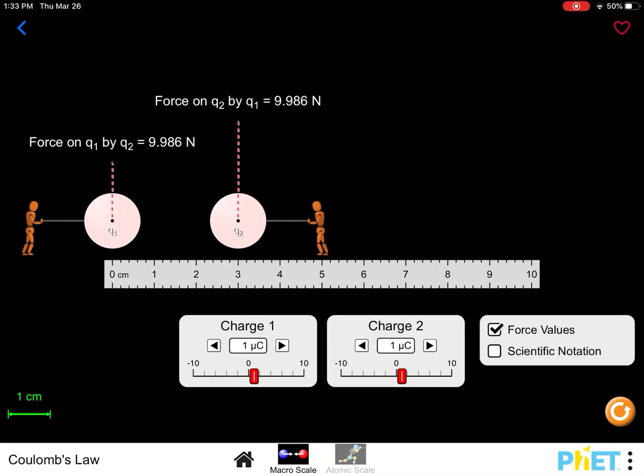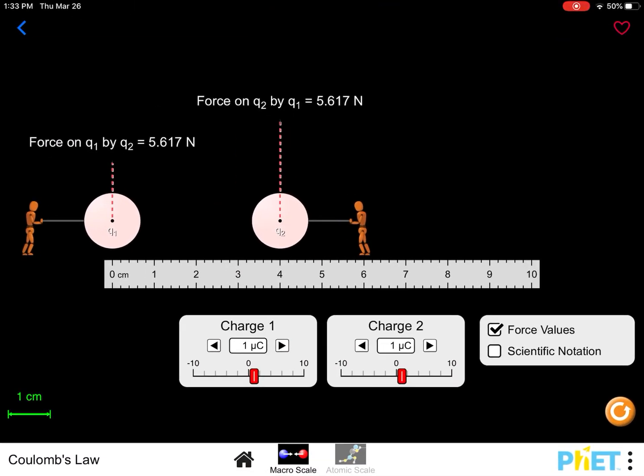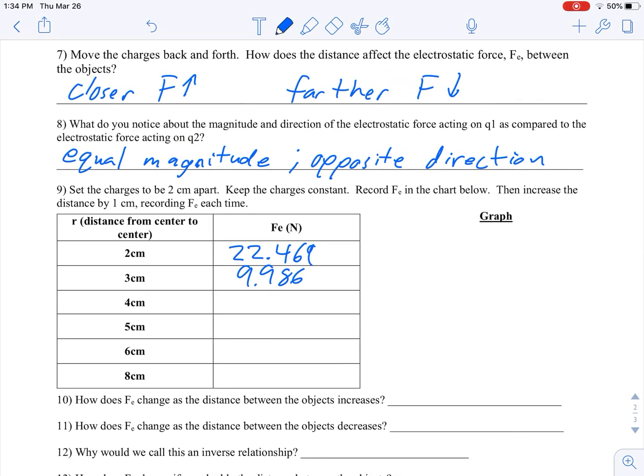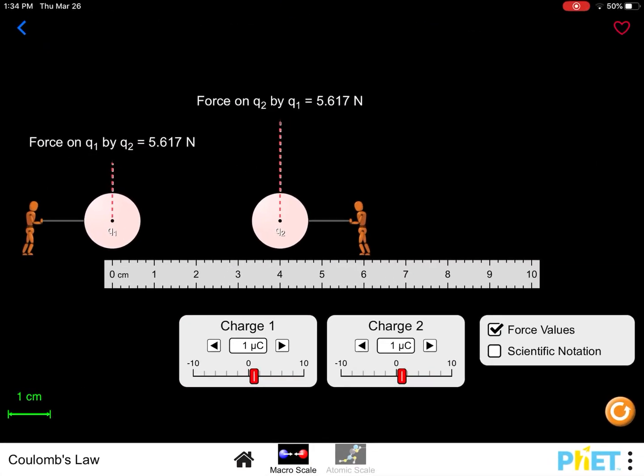Four centimeters apart. 5.617. This is all measured in newtons. And the reason it's measured in newtons is because it's still force. Okay, all forces are measured in newtons.